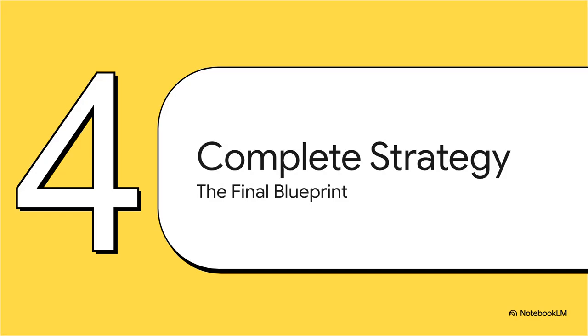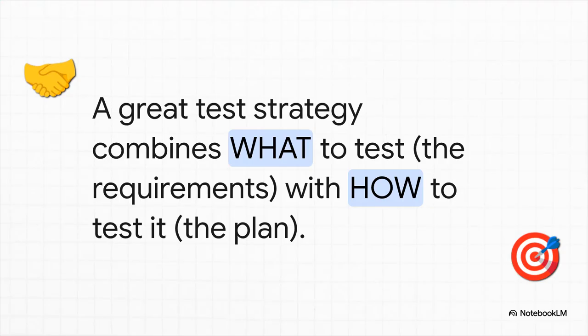So let's pull all these threads together. When you take the what from phase 1 and you combine it with the how from phase 2, what you get is your complete, finished blueprint for building quality software. So here's the bottom line. A really powerful test strategy is a simple but critical equation. It takes that whole list of requirements, both the functional and the non-functional ones, and it pairs them with a super clear, organized plan for how every single one is going to be checked.